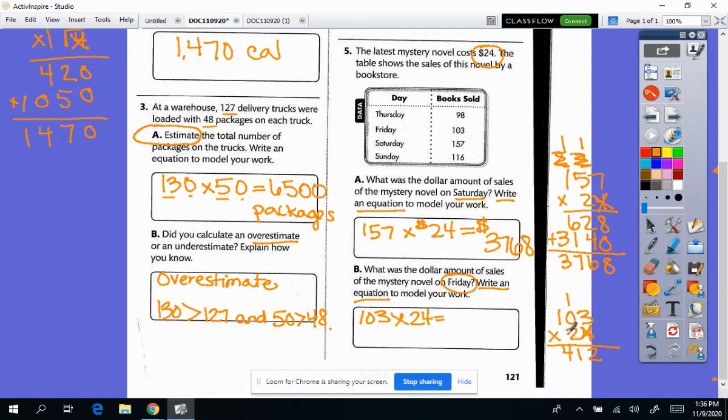I'm going to go through and multiply by the 10, so I have to drop the 0. 2 times 3 is 6. 2 times 0 is 0, and 2 times 1 is 2. So now I can add together my partial products. And so I get a total sales amount of $2,472.